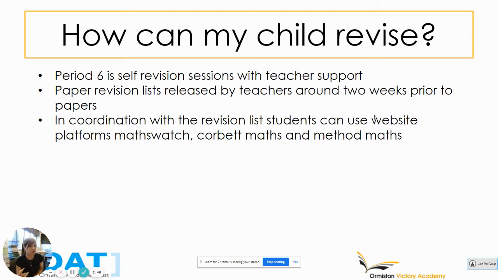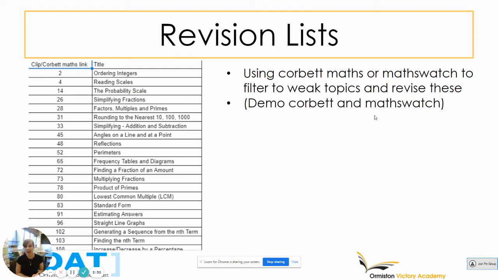They can also, and I really strongly recommend they do this, use those lists that have been provided to use website platforms such as MathsWatch, Corbett Maths and Method Maths to support that revision. And again, I'll show you how to do that in a second. So on their class charts, they will have received a list that looks like this. This is the paper 1 list, I believe, for foundation. There's another one for higher, and that will be on their class charts.